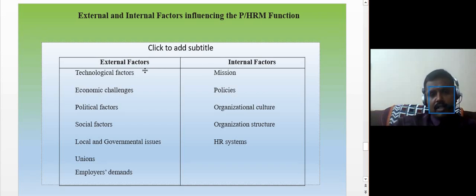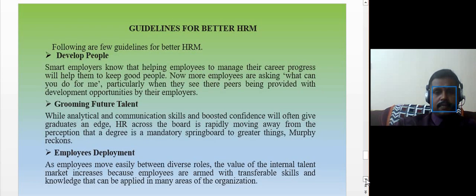So you can understand the internal and external factors. Internal factors are always called controllable factors, and the external factors are always called uncontrollable factors. How do these internal and external factors influence human resource management functions? So that is the thing.